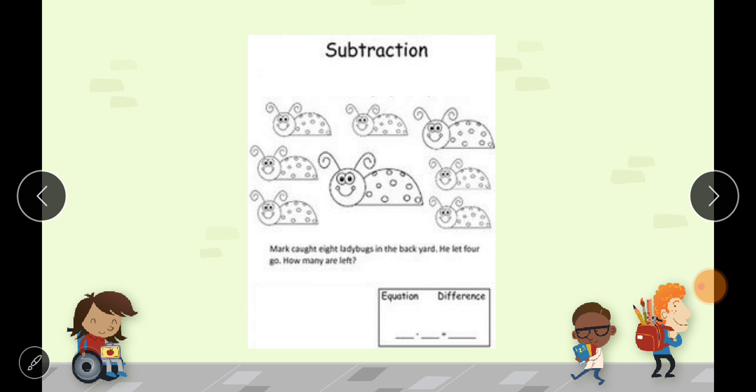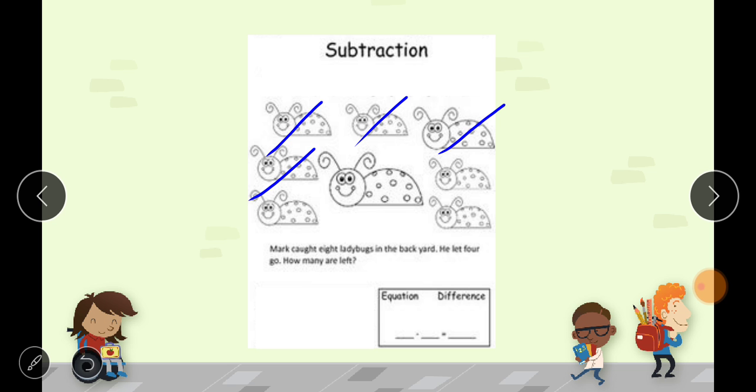We cross out. Okay, let's cross out 4 ladybugs. 1, 2, 3, 4. So how many are left? How do we know how many are left? We count the ones that are not crossed out. We count the ones that did not fly away. We count the ones that Mark did not let go.